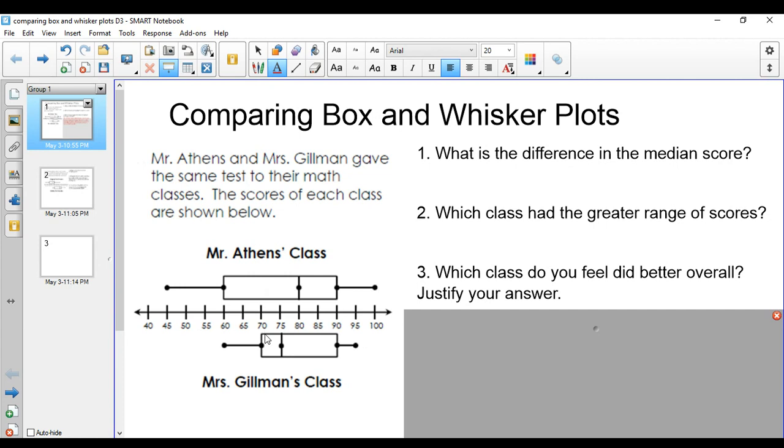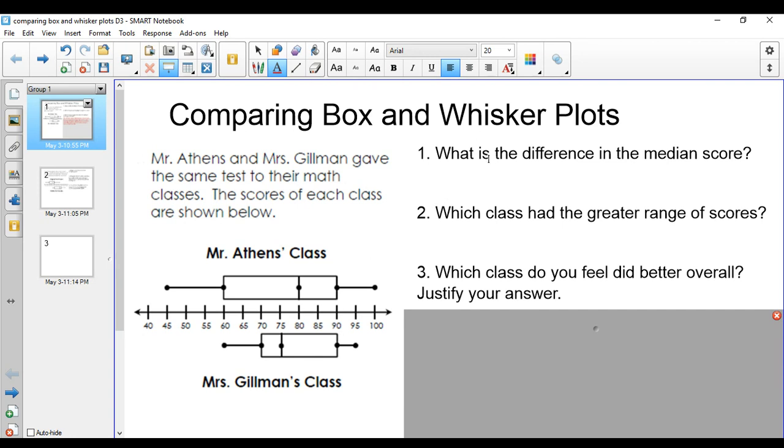So we have what's called a double box and whisker plot. This represents the data set of scores for Mr. Athens' class, and this one down here represents a set of scores for Miss Gilman's class. They didn't tell us how many students are in each class, so we don't know that information specifically or every single person's score, but we definitely can tell a lot from these two plots here.